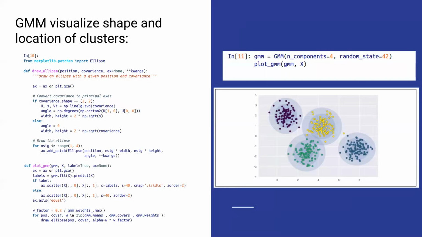So let us visualize the GMM shape and location of clusters. This can be done by using this code to draw an ellipse with a given position and covariance around the clusters that have been identified. As you can see, it is able to identify that there are 4 different clusters, and there are basically 3 different rings of data points, one closest to the center, then outward and further outward.